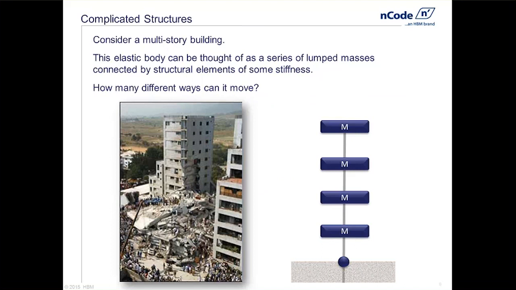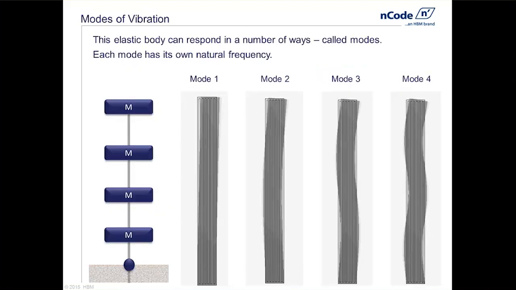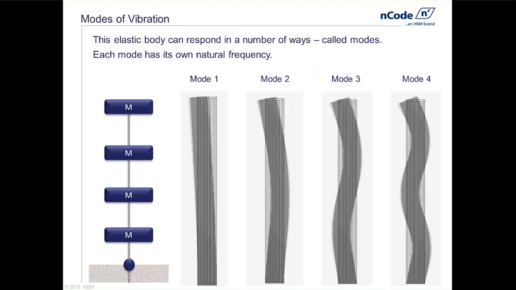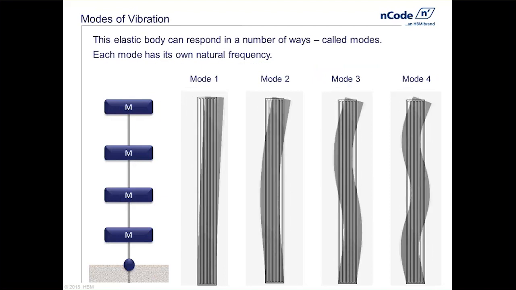We now have an elastic body where we're representing it with lumped masses, and we have a number of different ways in which this structure can move. It's not going to simply flop back and forth like the single degree of freedom model we saw on the previous slide. In this case, we're going to have multiple mode shapes. So each one of these mode shapes is going to have a natural frequency. There's a particular mode shape associated with each one of those.